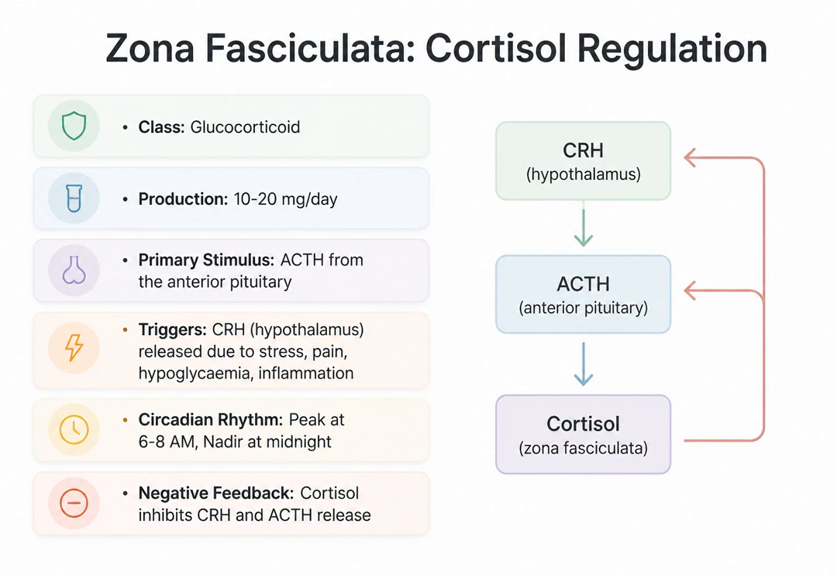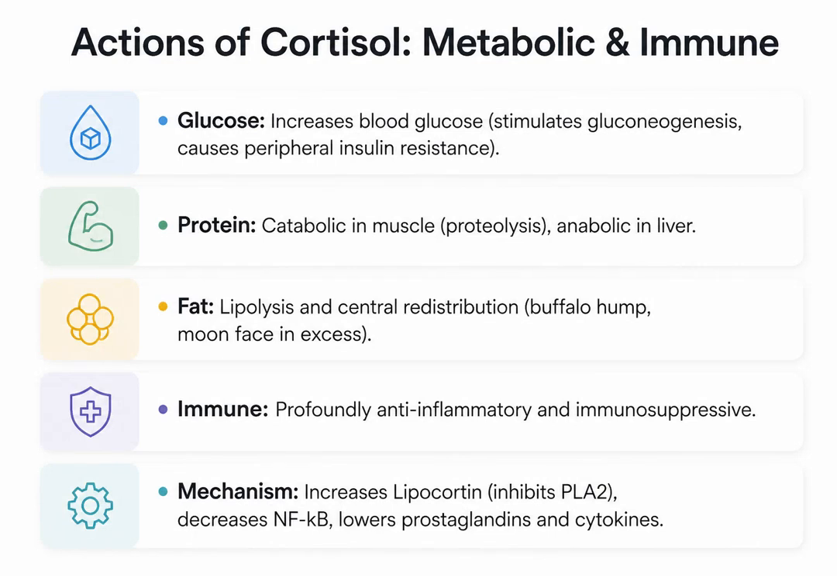Stress, pain, and low blood sugar can also trigger its release, while high cortisol levels create a negative feedback loop to shut off production. Cortisol has massive metabolic and immune effects. It raises blood glucose by stimulating gluconeogenesis and causing insulin resistance. It breaks down muscle protein for energy and redistributes fat centrally, which is why chronic excess leads to a moon face or buffalo hump. Immunologically, it is profoundly anti-inflammatory.